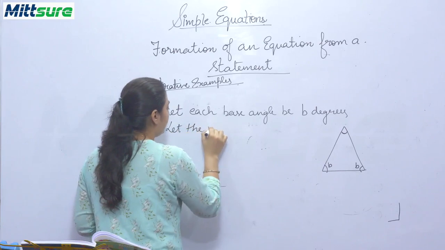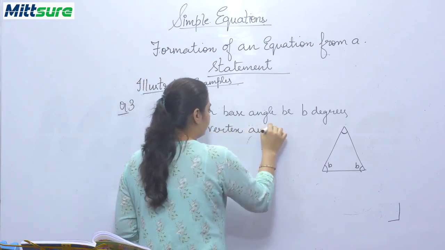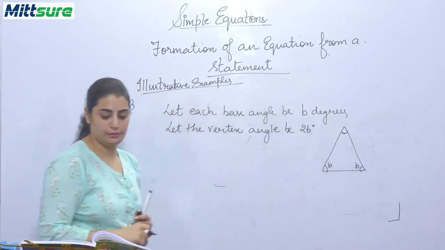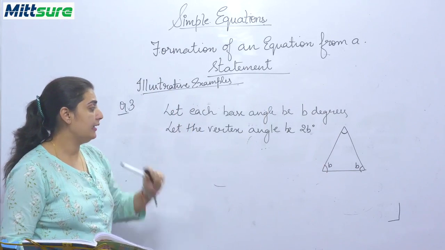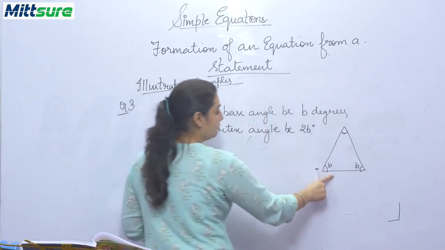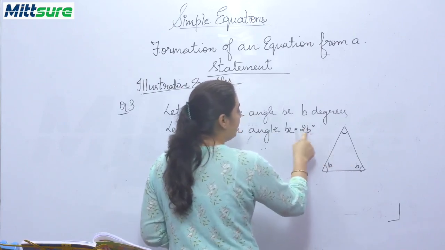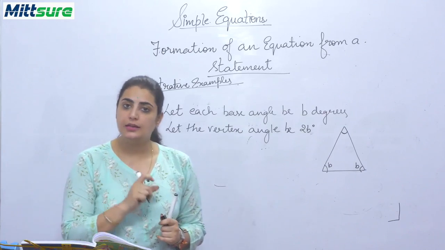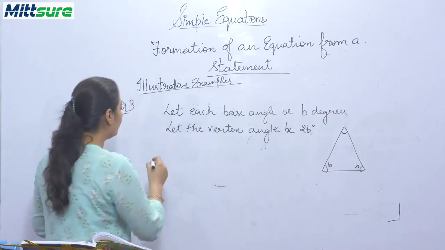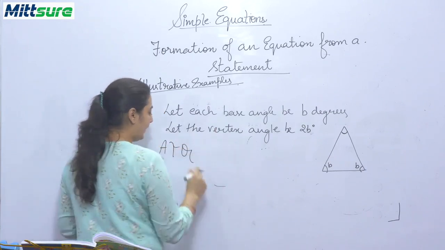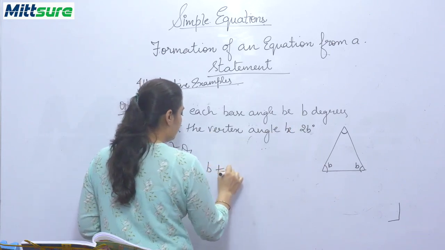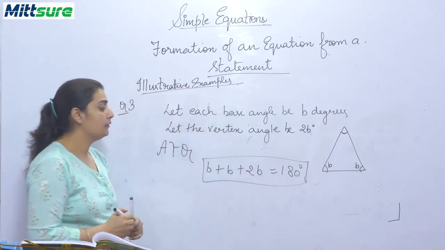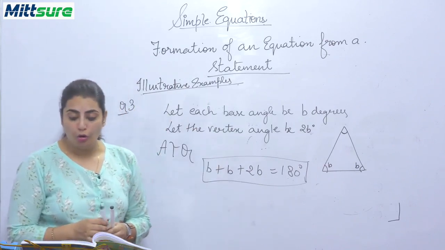Let the vertex angle be 2b degrees, because it is twice the base angle. You can put the symbol of degree also. So the vertex angle is 2b degrees. Now we have got 2 angles represented as the variable b and 1 angle represented as 2b. Now we all know the angle sum property of a triangle, that the sum of all the angles of a triangle is 180 degrees. So how are we going to form the equation? According to the question, we will write the sum of all the 3 angles: b plus 2b equals 180 degrees.